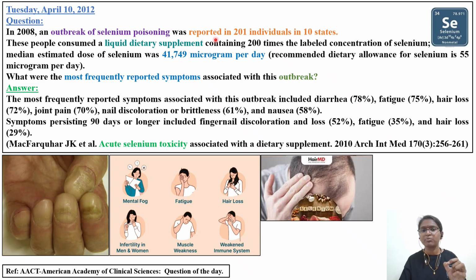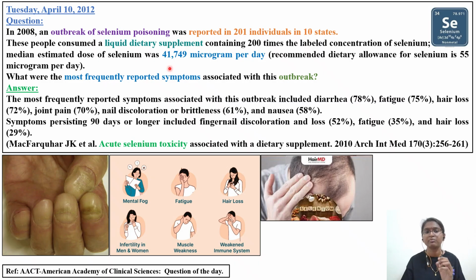Selenium poisoning was reported in 200 individuals in 10 states. What exactly happened in this case is that people consumed a liquid dietary supplement containing 200 times the label concentration of selenium. Whatever dietary supplements you take, the components and the percentage will be given. There was one batch which had 200 times more than what was mentioned on the label of that particular dietary supplement. So the median estimated dose of selenium was 41,749 micrograms per day, which is nothing but 41.7 mg. Recommended dietary allowance is only 55.